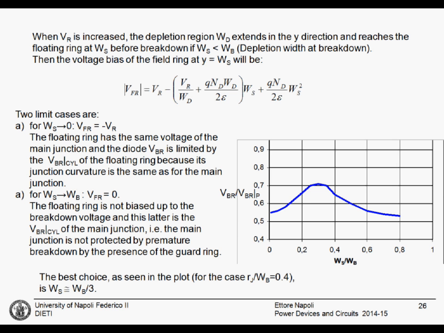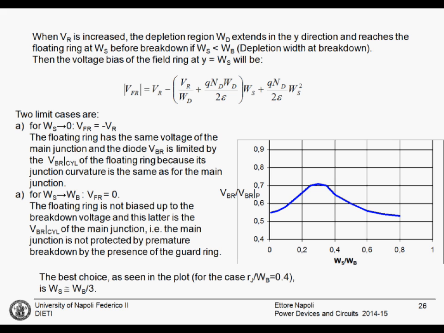If the ring is properly placed, this depletion region will be smaller than the thickness of the depletion region at breakdown. Otherwise, we get the breakdown before reaching the floating ring, and the floating ring is useless. At this point, the voltage bias of the field ring at y equal to WS will be this value, the voltage of the floating ring, substituting WS instead of y.